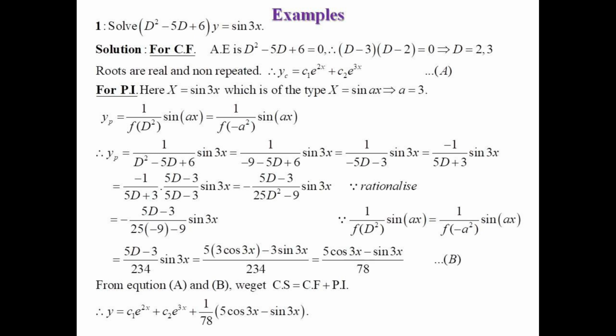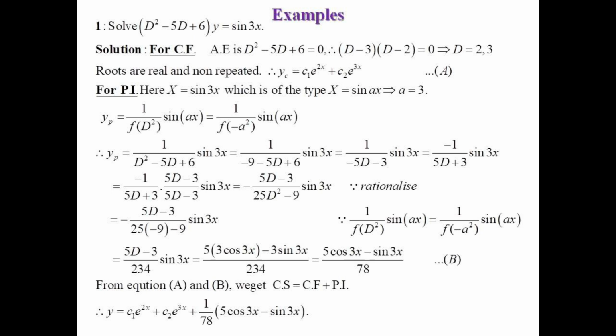Now the minus in the numerator, 5D minus 3, stays as it is. Again replace D square by minus a square, so we get minus 9. If we simplify the denominator once again, then we get the denominator as minus 234. Minus minus becomes plus. Here the D term is removed from the denominator, but a single D term is available in the numerator. Now to remove this D term from the numerator, take sine of 3x to the inner side of the numerator. So 1 upon 234 stays as it is in the denominator.